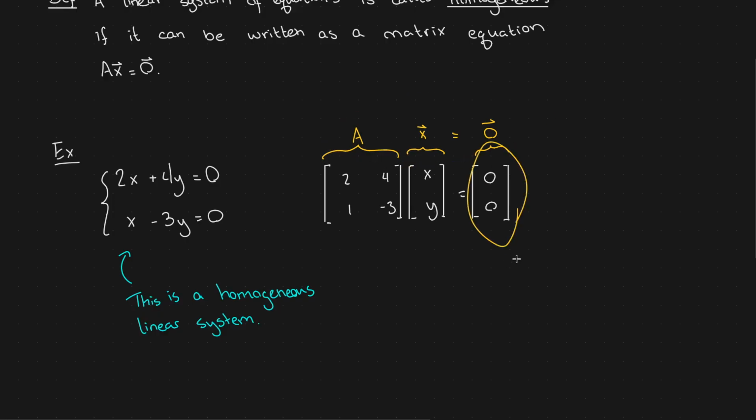So we do have Ax equals 0. Just zeros on the other side of the equal sign here. That's what makes it homogeneous, is those zeros.